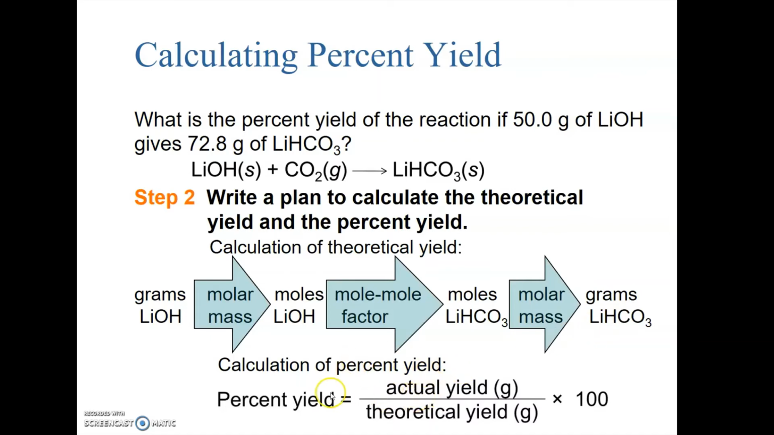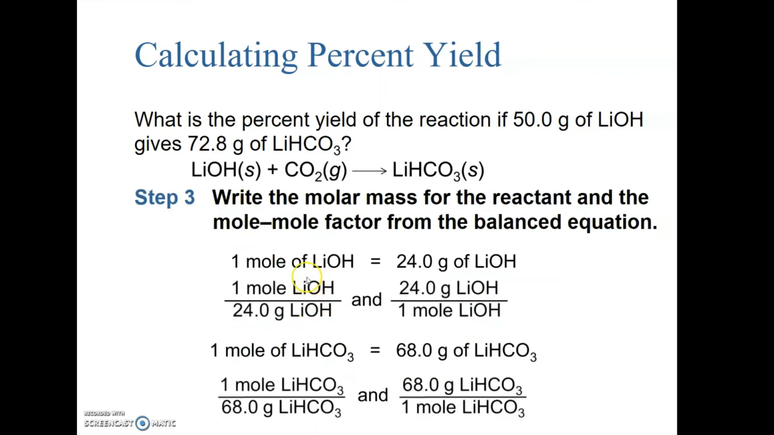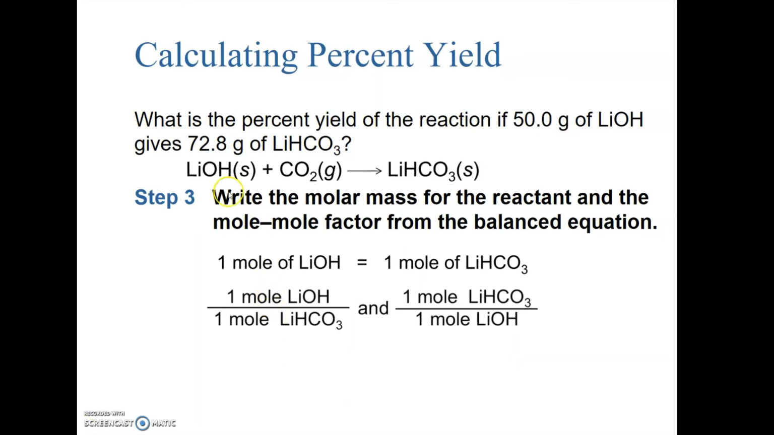When we get the theoretical yield, we use this relationship to divide the actual yield by theoretical yield, multiply by 100, then we calculate what is known as percent yield. In this problem, we need to find the molar mass of lithium hydroxide, which is 24 grams per mole, and the molar mass of lithium bicarbonate, which is 68 grams per mole. We looked at the balanced chemical equation to get their mole ratio, which is 1:1 for both.